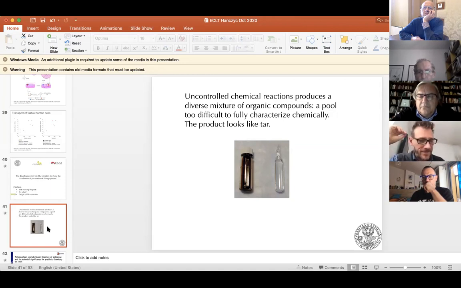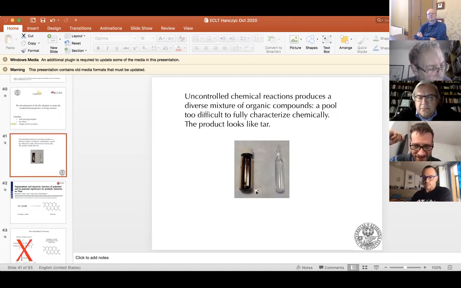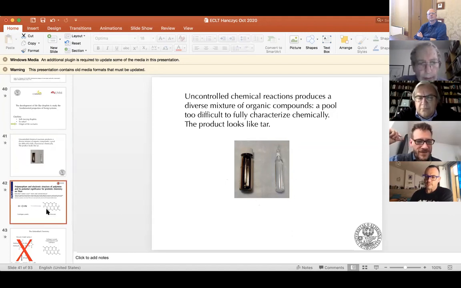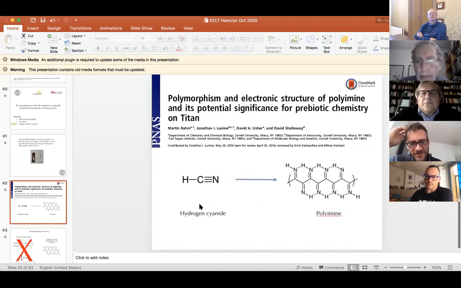And so, trying to merge the self-moving droplet system with something that I thought was more interesting and relevant to the origin of life, we started making an organic soup in the lab. The organic soup looks like this brown tar here, rather than some pure chemical, which could be this clear liquid here, which is actually oleic acid in this one. And what we decided to play with was the self-polymerization of hydrogen cyanide, making extensive polymers like this polyamine here.